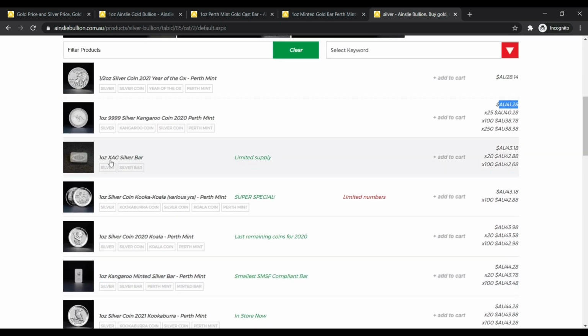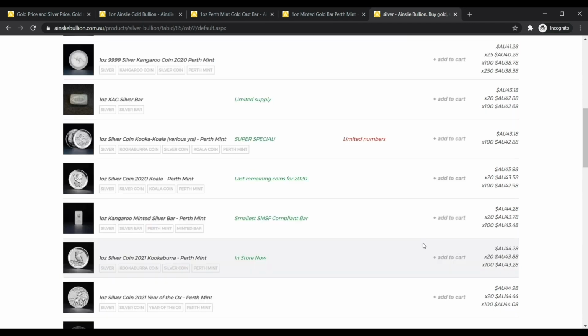If you were to compare this one ounce silver bar with this one ounce silver bar, this one is $43. This one is $44. Just buy the $43 one. You don't need to spend more on premium, especially if you're going to get 100 of them. So here's the 100 number, which I was talking about before. If you're going to get 100 of them, that could be quite a large difference. You could use that money to buy more silver for the exact same.